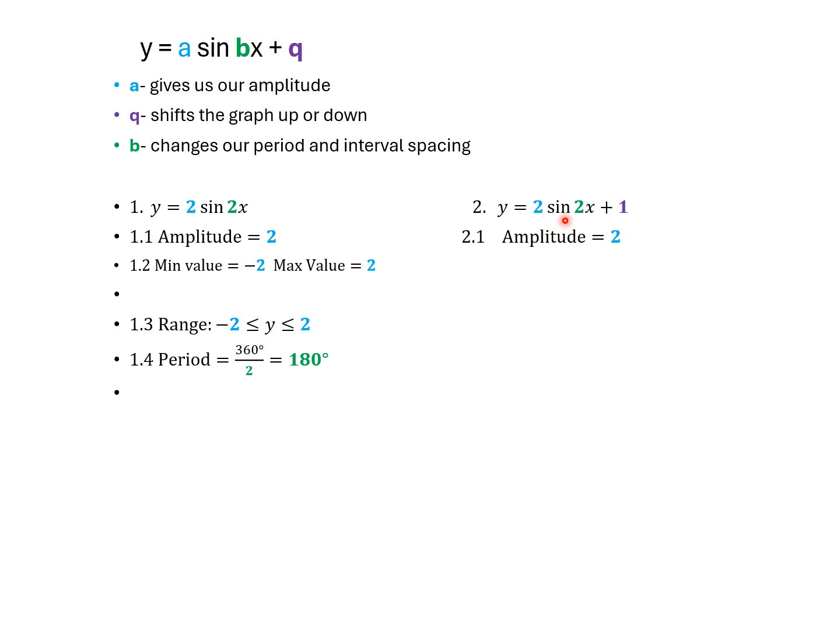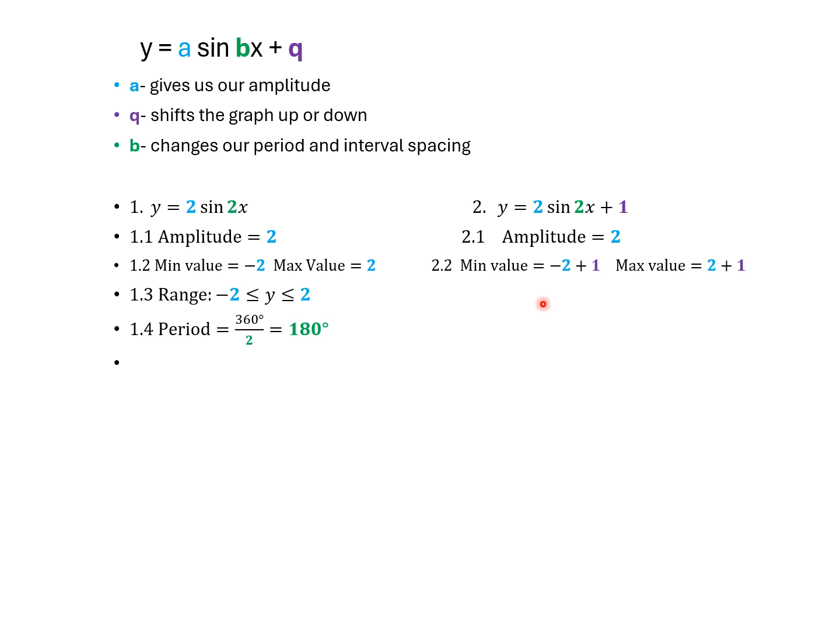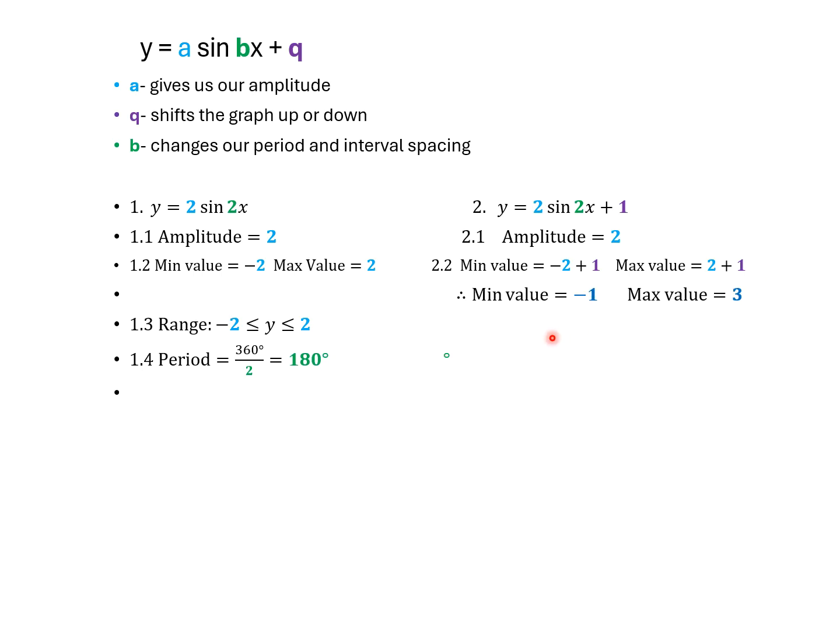y = 2 sin 2x + 1. So plus 1 means I'm going to shift the graph 1 unit up. My amplitude there is still 2. My minimum value and maximum value will now be altered. Based on 2, my minimum would still be negative 2 and maximum positive 2, but a plus 1 shifts the graph 1 unit up, so minus 2 plus 1 and 2 plus 1. I hope you understand. So my new minimum value would be minus 1 and my new maximum value would be positive 3.